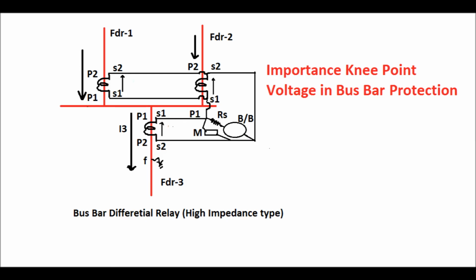CT saturation may occur. In order to prevent maloperation of the busbar protection relay under through fault condition due to variation of the knee point voltage of any of the CTs, a stabilizing resistance is connected in series with the busbar protection relay for high impedance differential protection. Again, for low impedance type differential protection, bias characteristics are given to prevent maloperation due to CT saturation.